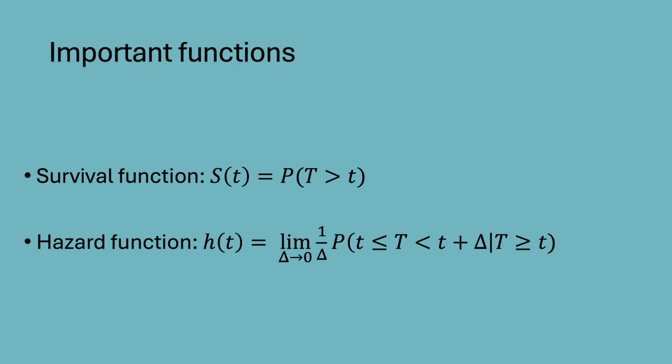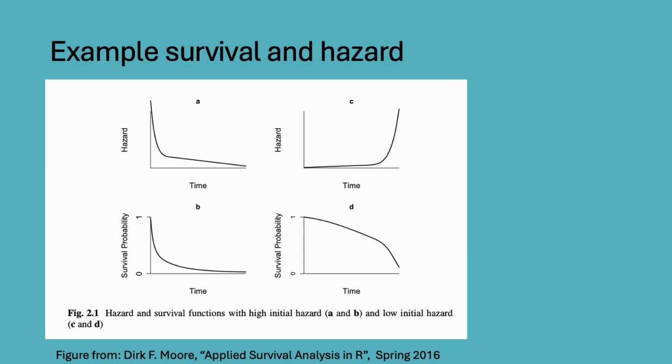If you know anything about probability, this notation will look familiar to you. The hazard can be interpreted as a sort of an instantaneous risk. What is the probability that the event will happen right now, given that it has not happened yet? These are two example curves of the hazard and survival function.